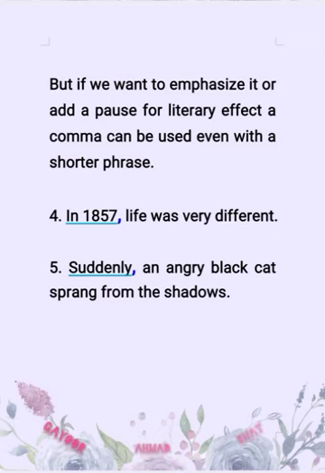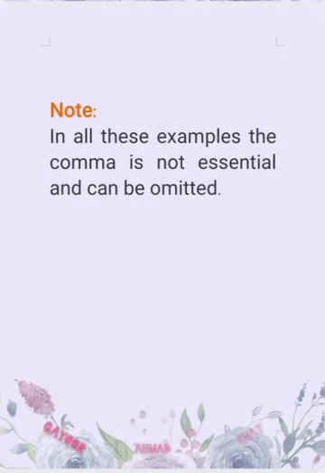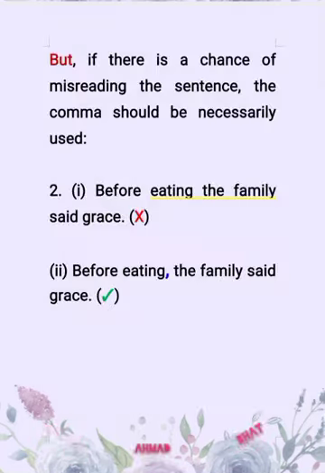And number 5, suddenly an angry black cat sprang from the shadows. We have used commas to separate the phrases in 1857 in the 4th and suddenly in the 5th. Note, in all these examples from 1 to 5, the comma is not essential and can be omitted. But dear friends, if there is a chance of misreading the sentence, the comma should necessarily be used. For example, before eating, the family said grace. If we don't use a comma in the sentence after the phrase before eating, the intended sense would not be arrived at, and the sentence may be misunderstood.